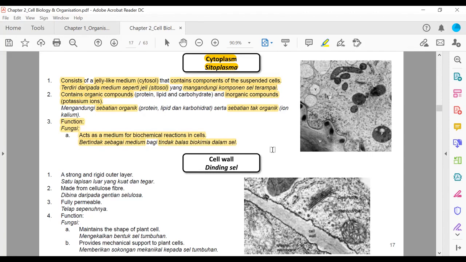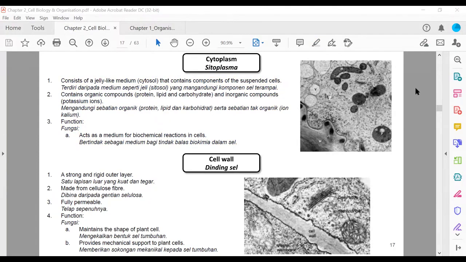Kalau soalan tanya, kenapa cytoplasm is able to act as a medium for biochemical reaction? Apa yang membolehkan cytoplasm bertindak sebagai medium bagi tindak balas biokimia dalam sel? Jawapannya ialah sebab dalam cytoplasm ada water, ada air. No water, no biochemical reaction. So because cytoplasm has water, maka all these biochemical reactions, semua tindak balas kimia boleh berlaku di dalam sel, di dalam cytoplasm.